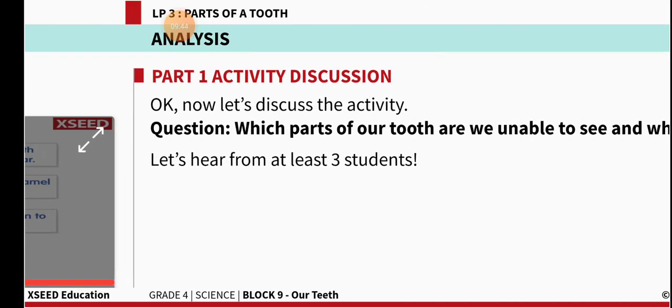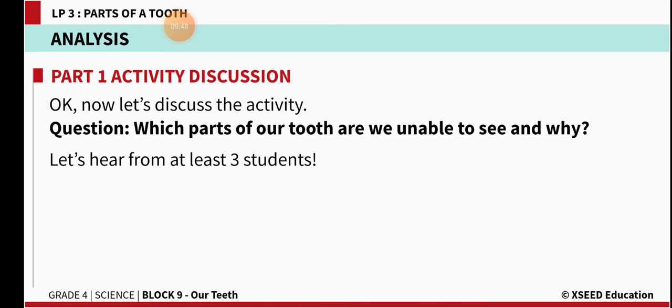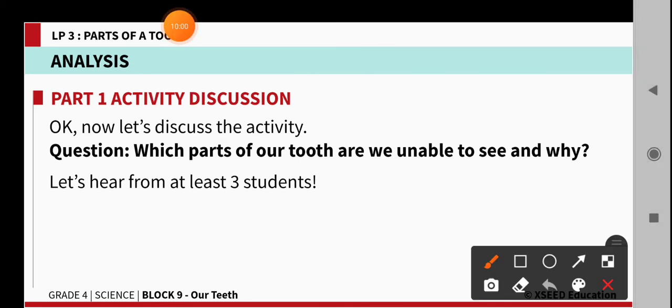You need to draw the structure of the tooth in your notebook and also label the parts neatly. For the different layers, you can use different colors, and you can draw the structure of the tooth in your notebook so beautifully.